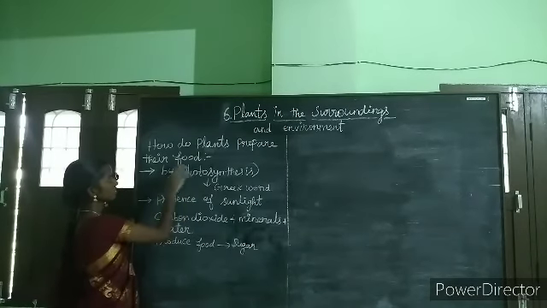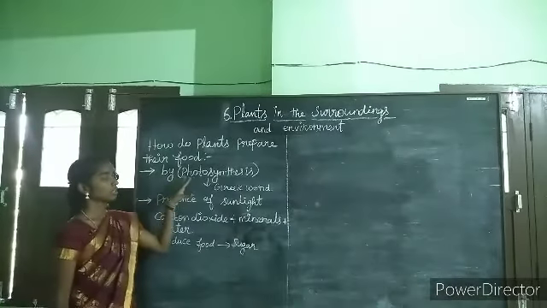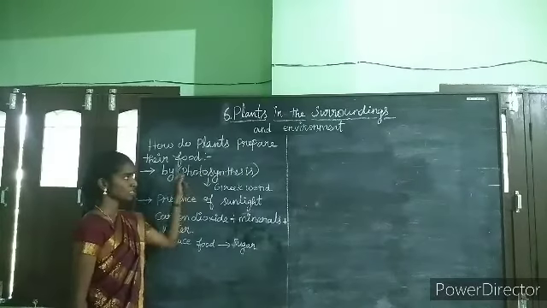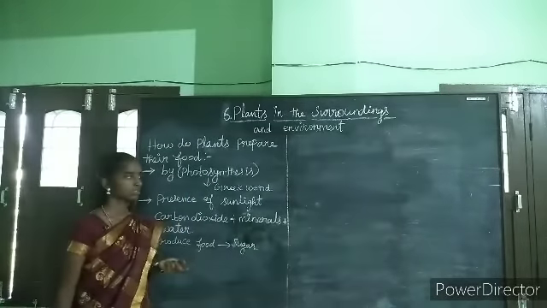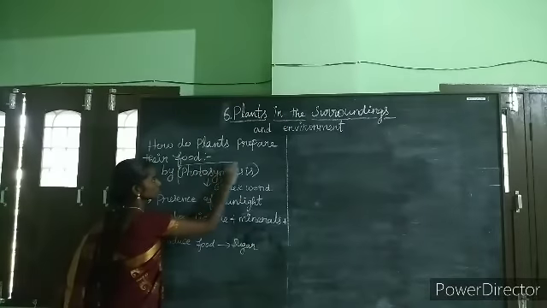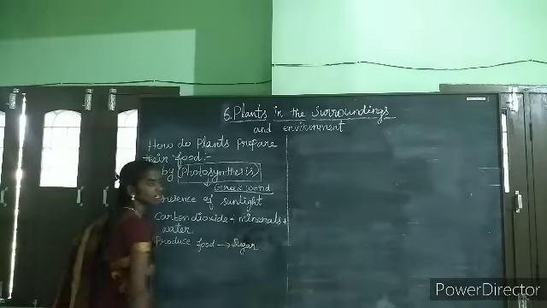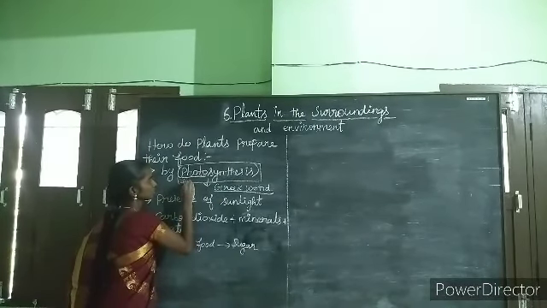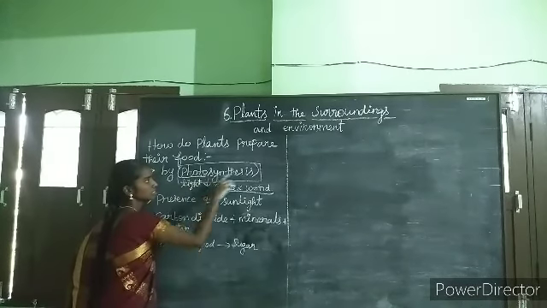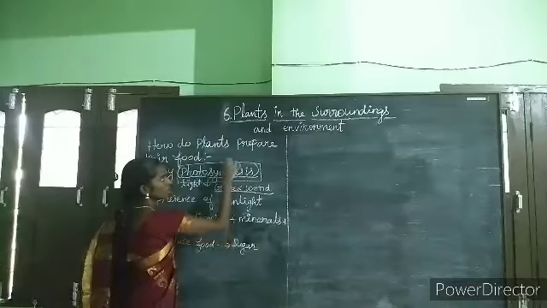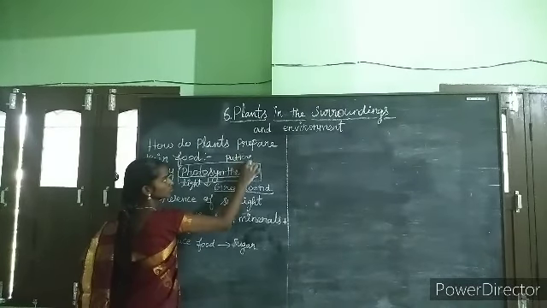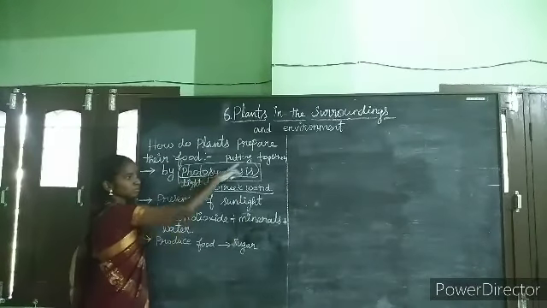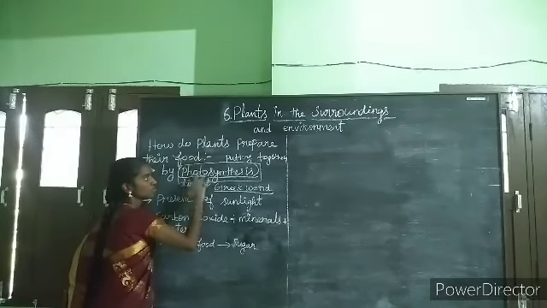How do plants prepare their food? By the process of photosynthesis. By this process the plant will prepare the food. Say photosynthesis. Photosynthesis is a Greek word. Photo means light. Synthesis means putting together. Light putting together. So this is called photosynthesis.